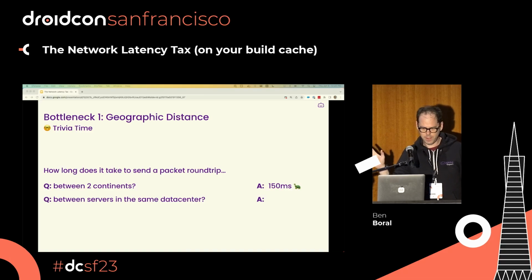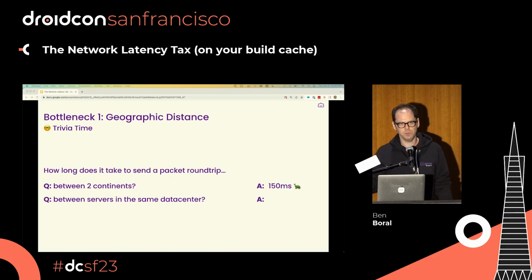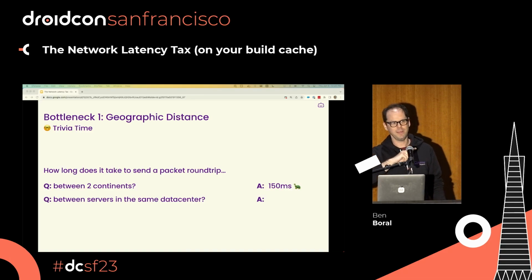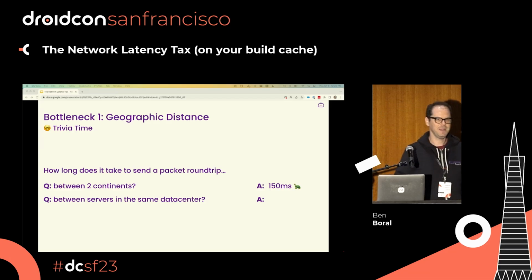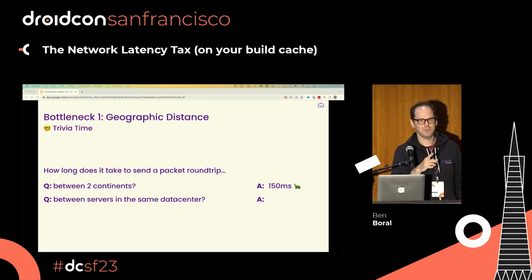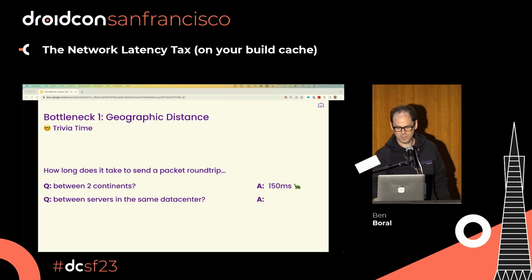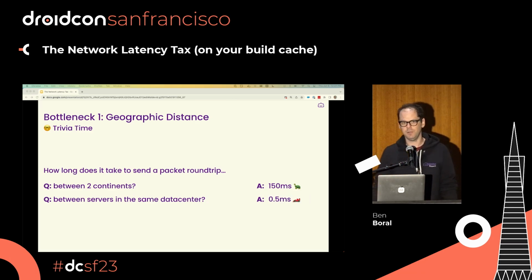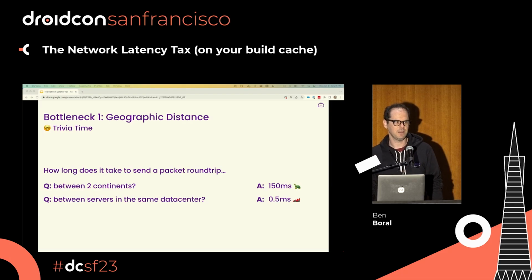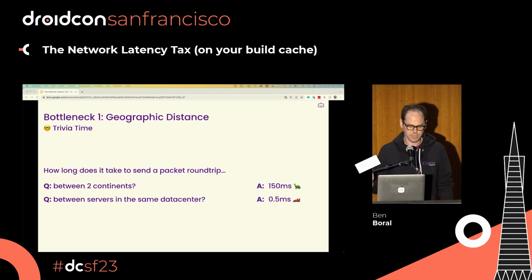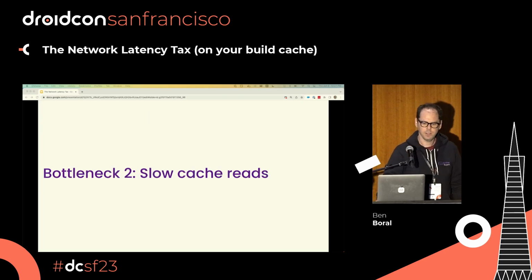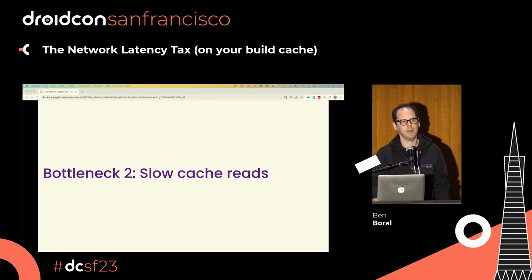So next trivia, we already know 150 milliseconds between two continents. How long does it take to send a packet within the same data center? Any guesses? 10 milliseconds. 10 milliseconds, anybody else? 20 milliseconds. 5? All right, well, I'll stop it there. 5 is closest. It's actually 0.5, so it's 300 times faster in the data center. You can start to see how this stuff starts to add up. All right, so our next bottleneck is reading that information, right?